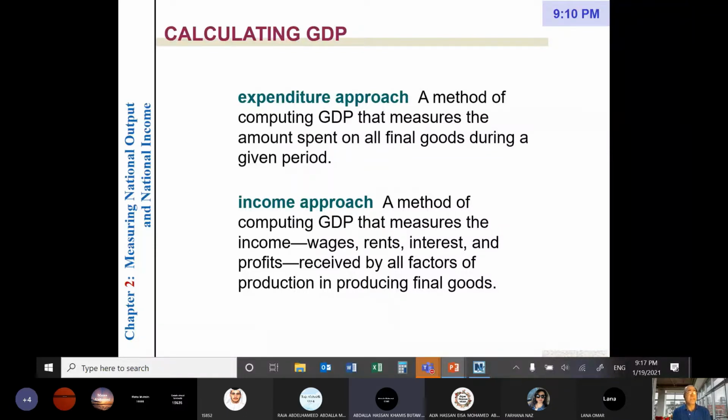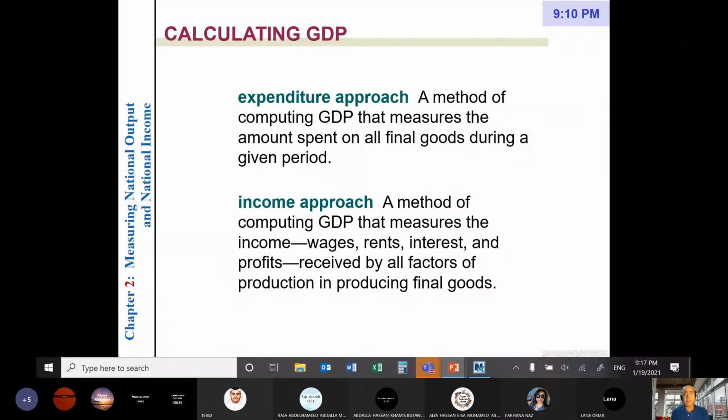Okay, so what is the expenditure approach? Spending to purchase goods and services produced in the UAE within a year. So what is gross domestic product? Goods produced in the UAE within a year. What is the expenditure approach? Spending to purchase these goods.